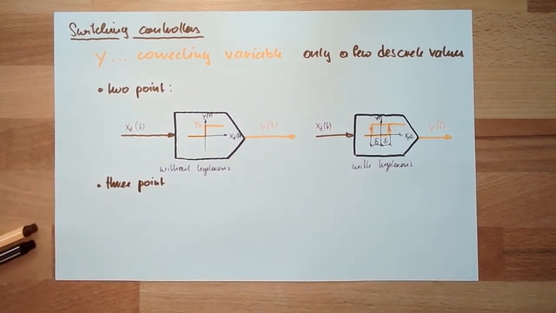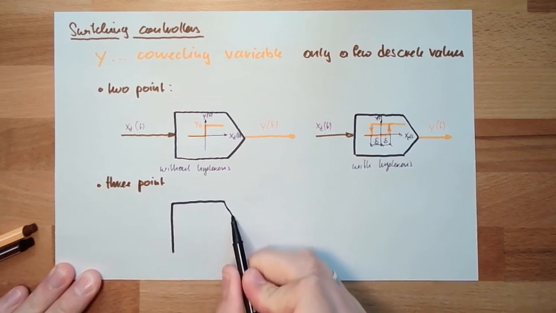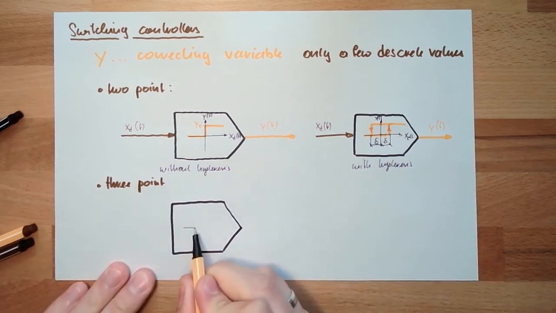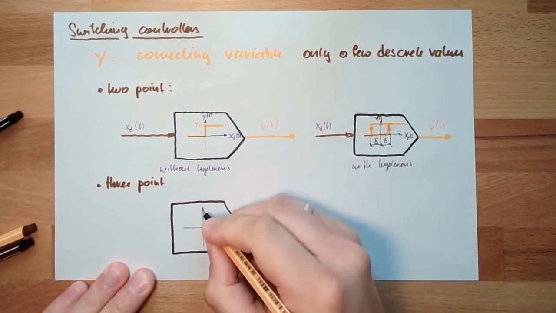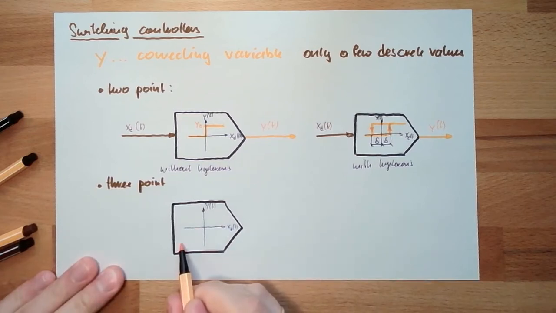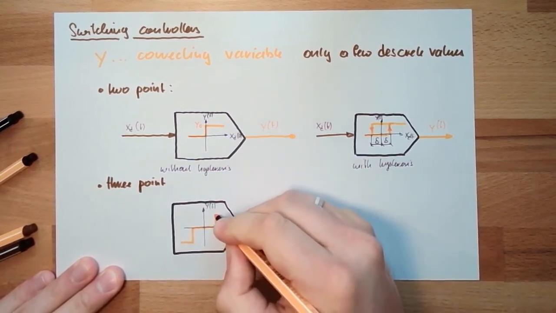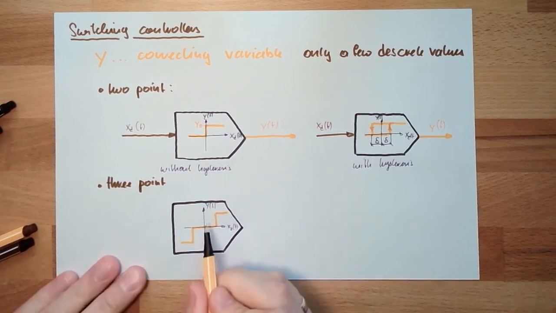Three-point controller, they look like this. Here we do have again our XD, and here we do have again our Y. However, this Y now changes in two steps, so we have three different states. We have one which is minus, then we have one where nothing is output, then we have one where plus is output. Three steps simply.